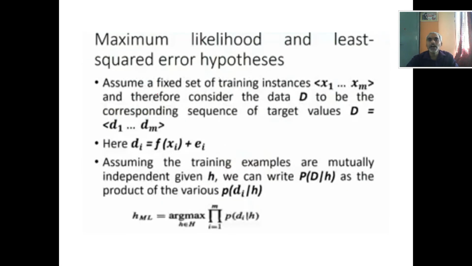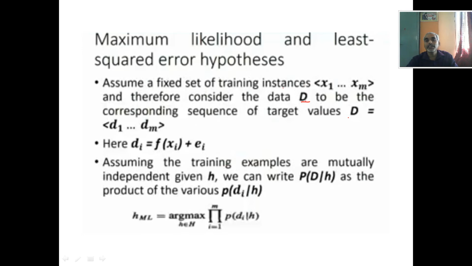Let us see. Now assume a fixed set of training instances. Consider the set of all training instances x1, x2, x3 up to xm. You have taken some training examples, and therefore consider the data D. So you have a set of all training examples D. In D, how many examples are there? x1, x2, etc. up to xm, with the corresponding sequence of target values.